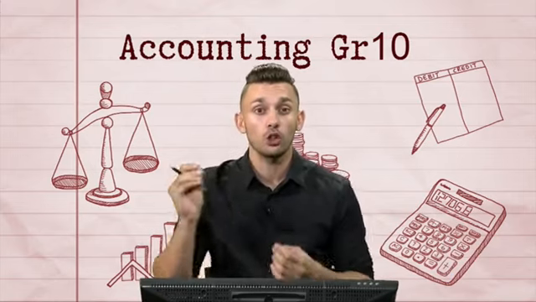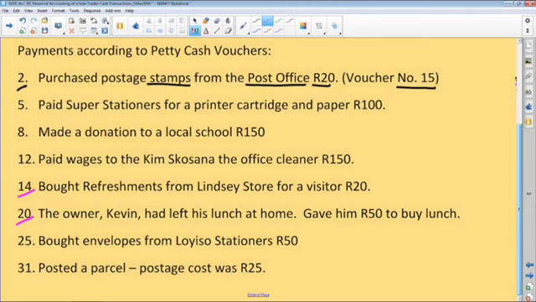Okay guys, let's quickly finish this petty cash journal off. Remember, accounting, you need to work very, very fast, otherwise you won't finish. So remember, on the 14th, we bought refreshments from Lindsay's store, and it's for a visitor, 20 Rand. Next one, the owner, Kevin, had left his lunch at home. You gave him 50 Rand for lunch. So it's drawings, right? The next one I'll show you is the 25th.